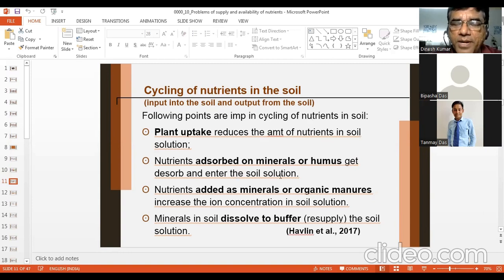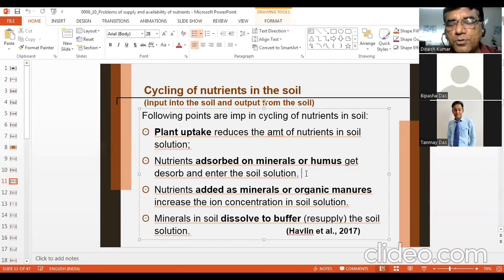Nutrients adsorbed on minerals or humus get dissolved and enter the soil solution. So supply will be restored, or there will be equilibrium from the exchangeable sites or from the colloids. The mineral will come to the soil solution. Nutrients added as minerals or organic manures increase the ion concentration in soil solution. If you are applying phosphatic fertilizer, nitrogenous fertilizer, or potassic fertilizer, they will make your soil solution rich because their nutrients are mostly in directly available forms.